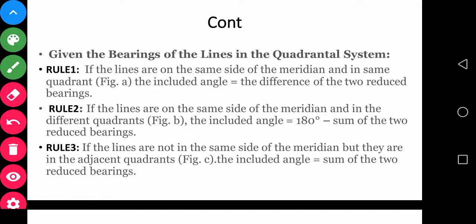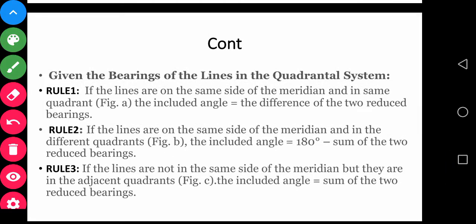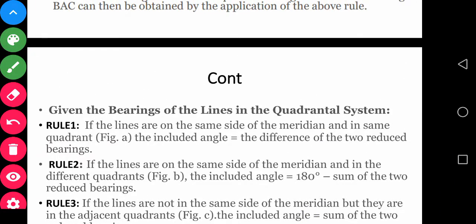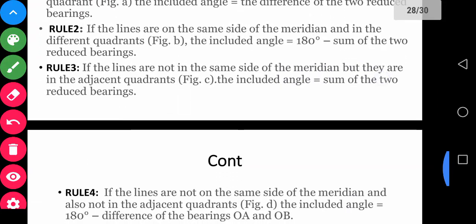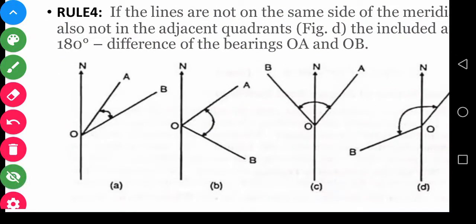In this new lecture, if the given system is the quadrantal system, then there are four rules to calculate the included angle in traversing. In the first rule, the lines are on the same side of the meridian and in the same quadrant, as shown in figure 1a, like this is our figure A. Clearly we can see this is our axis line, and both lines, line OA and line OB, are on the right side of this meridian.